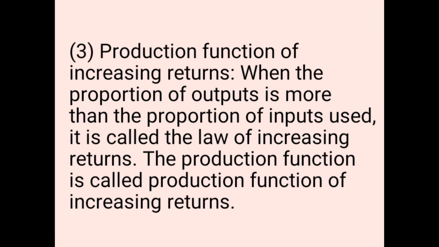So firstly, in the first one, with the use of more inputs, we were getting more outputs. That was production function of proportionate returns. Second was production function of diminishing returns. In that we were using more inputs but still we were getting less output. And the third one is production function of increasing returns. In this we are using less inputs, still we are getting more outputs.